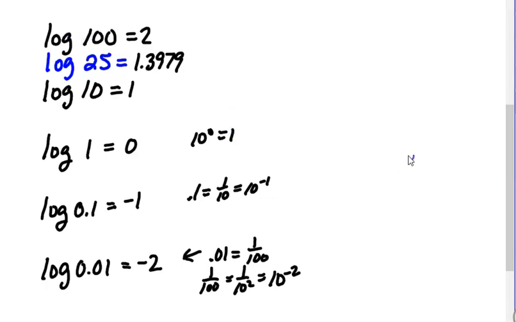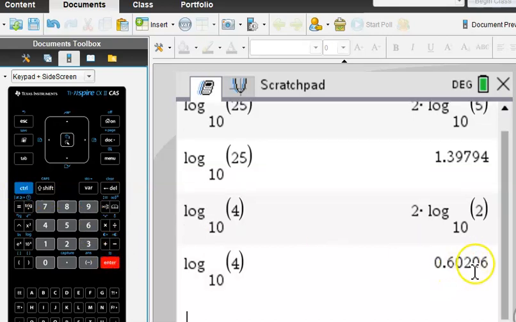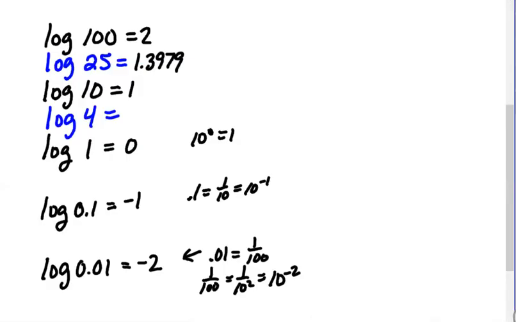What about this one? Log of 4. Well, now you're going, oh, I get it. That's going to be a number between 0 and 1. And you are correct. Let's take a look and see. You might have a guess, but you probably have no idea really what that number is. So if I do log base 10 of 4, once again, you'll get 2 log base 10 of 2. But we're going to do a control enter. You get 0.60206. I'm going to round that to 0.6021.